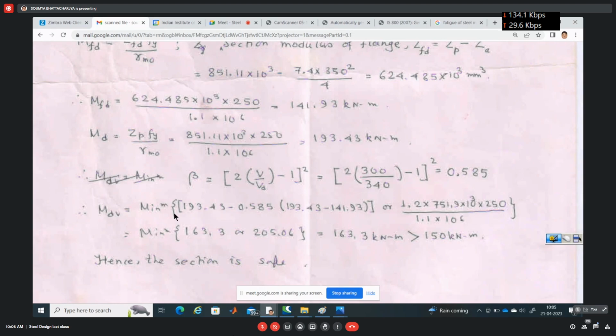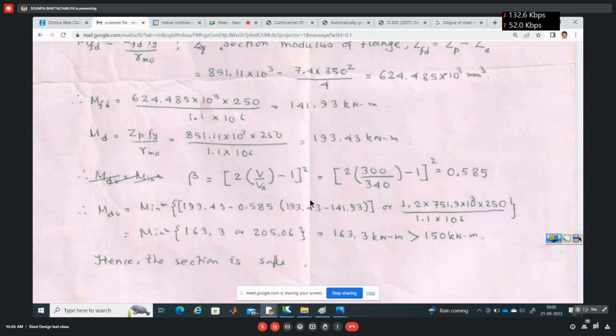So it is the gross moment capacity minus some part of the moment capacity of the web that gets reduced because of the high shear, because shear is taken up by the web and moment is taken up by the flange. Shear is taken up by the web. So if because of high shear the moment capacity gets reduced, it is because of the web only. So this one is the moment capacity of the web only.